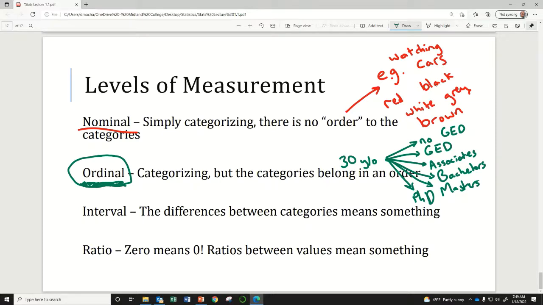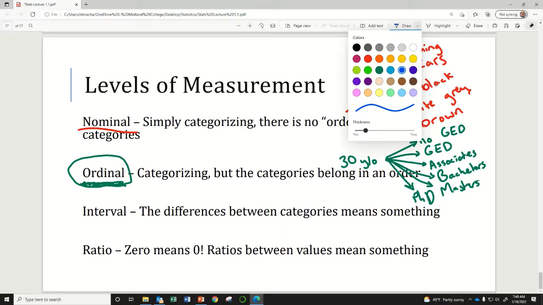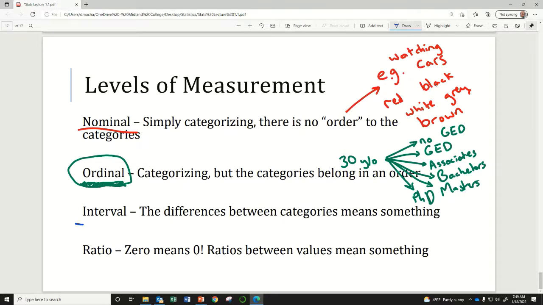Okay, interval level of measurement. It would be saying that we have categories and they have an order to them, and the differences between categories actually mean something. And so a good example, I think, of an interval level of measurement would be the Fahrenheit scale when we're measuring temperature. I hope I spelled this correctly. Probably butchered that spelling. But the deal with Fahrenheit is this, right?